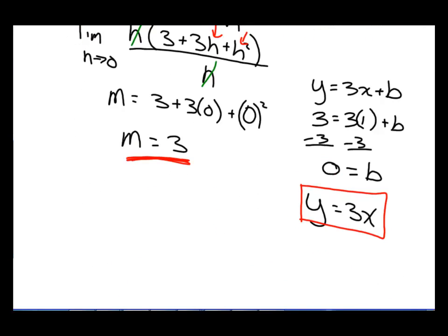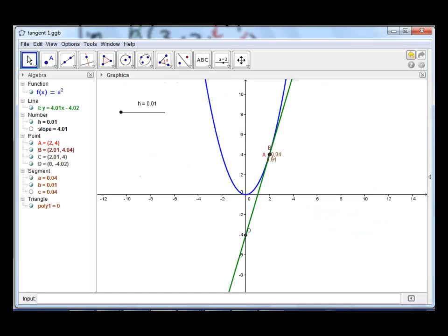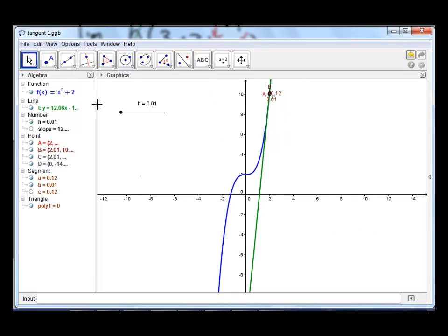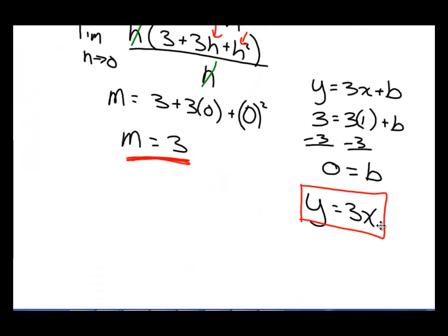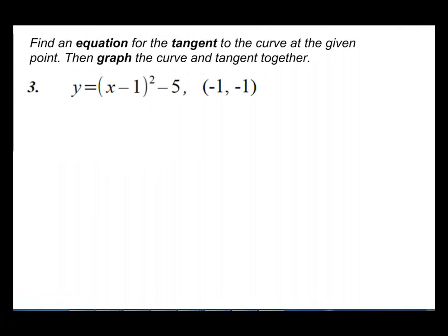Let's graph that. Pull up GeoGebra. We already have our previous graph uploaded. Change this to x cubed plus 2. My new point A will slide down to 1, 3. And right here we have our equation, y equals 3x minus virtually 0, equal to what we came up with. Good estimate.